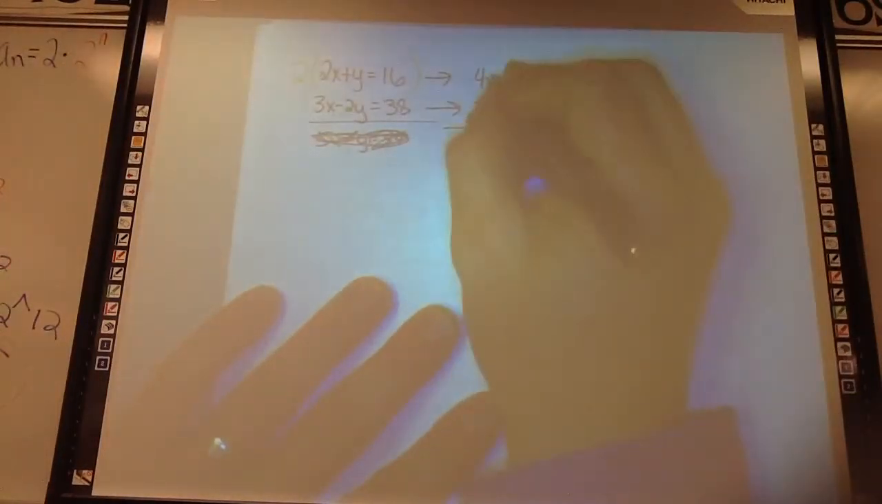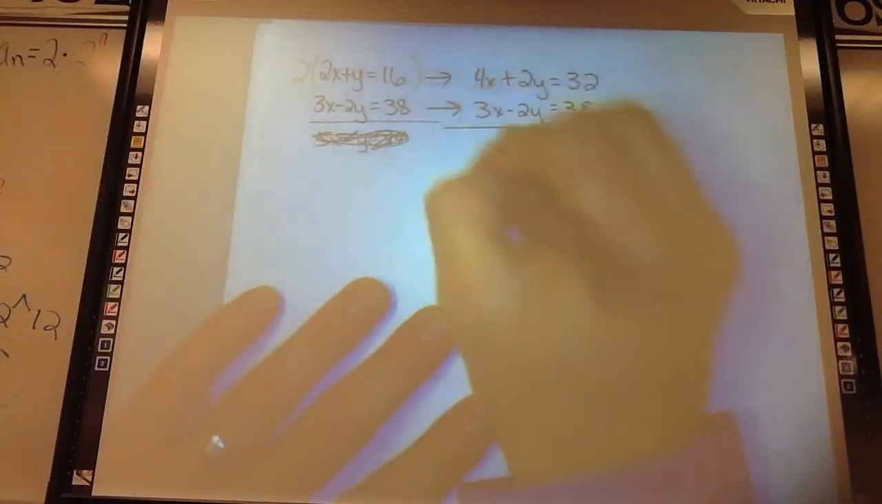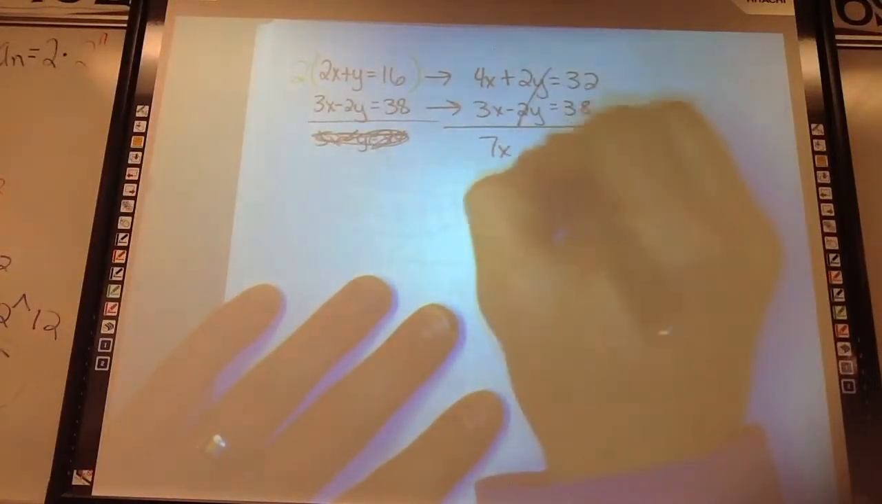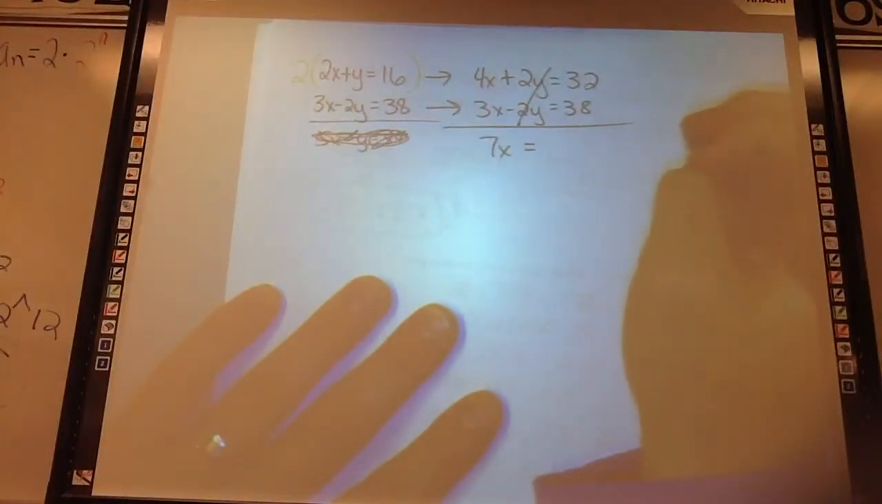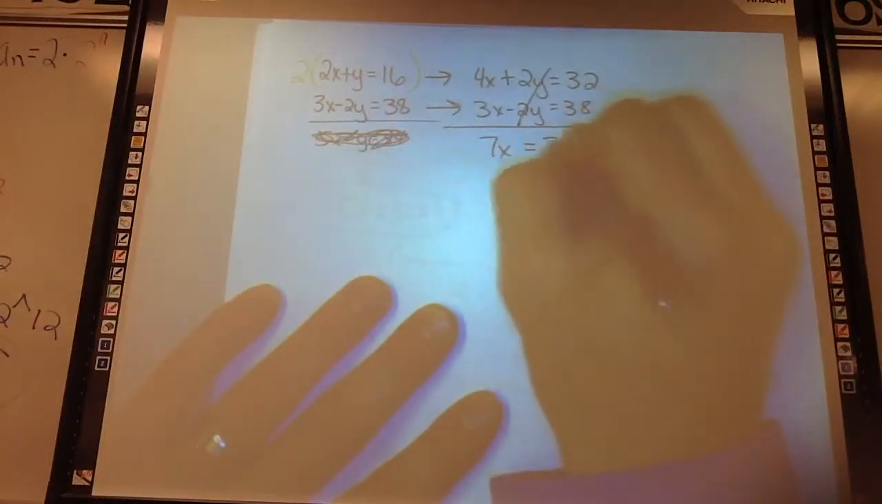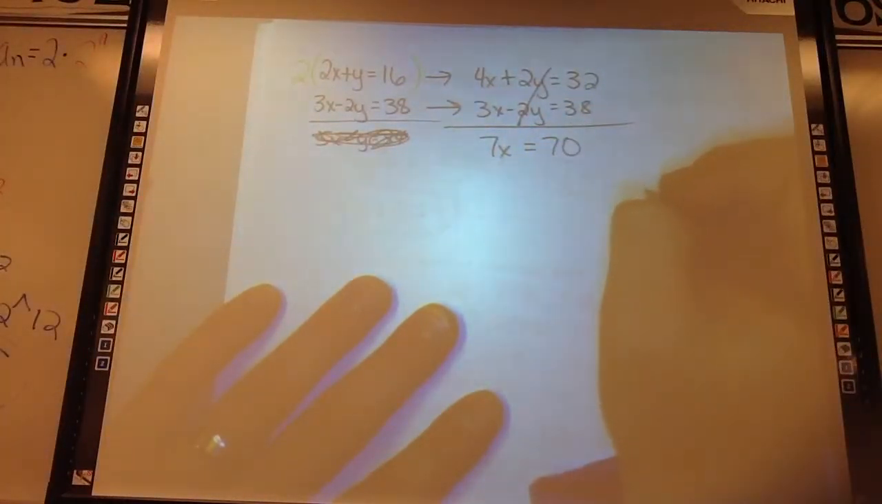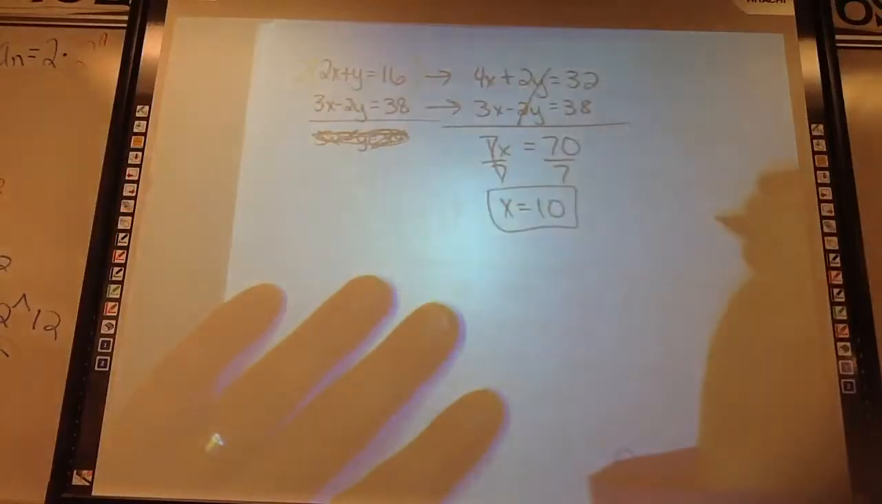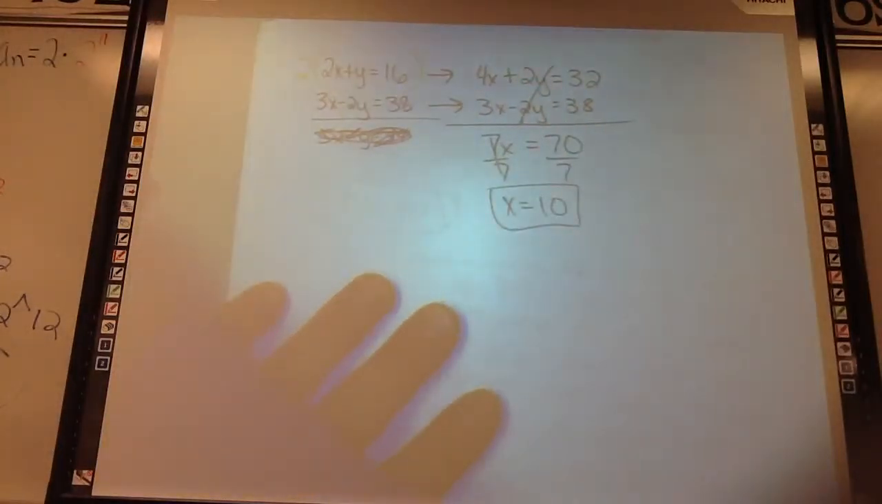If you combine these, 4 plus 3 is 7x, 2 minus 2 is 0, and 38 plus 32 is 70. Divide by 7, x is 10. You didn't get 10? I got 10. Good. I thought it was negative for x.